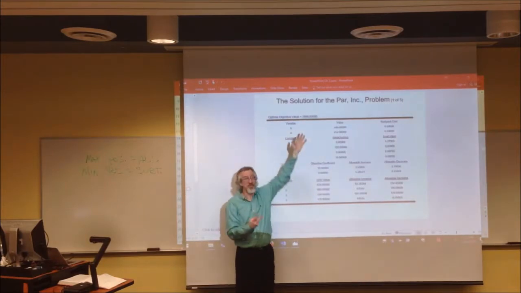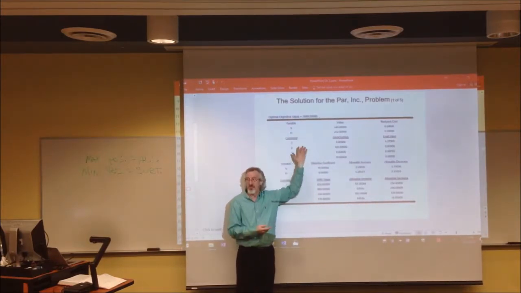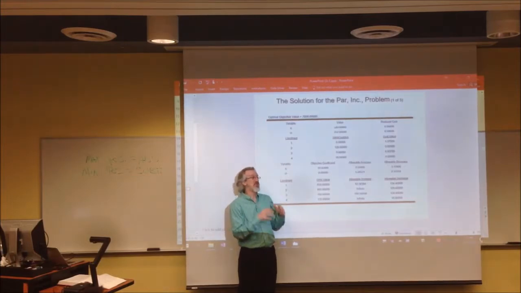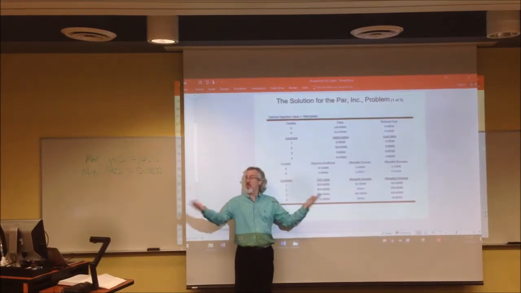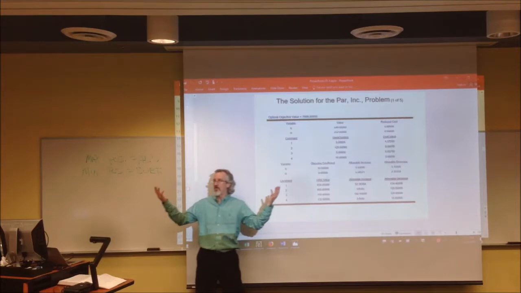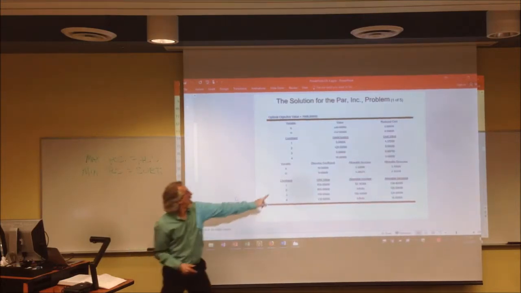Now there's two ways to give me the new objective function value. If you say yes, it's still valid. Which way do you want to do it? Anybody, which way? So how do you know it's in the range?